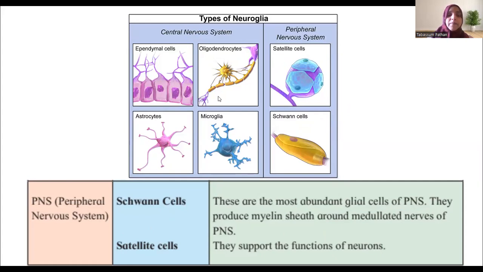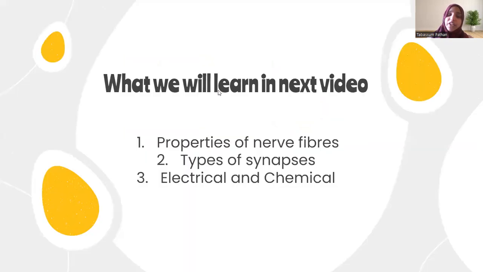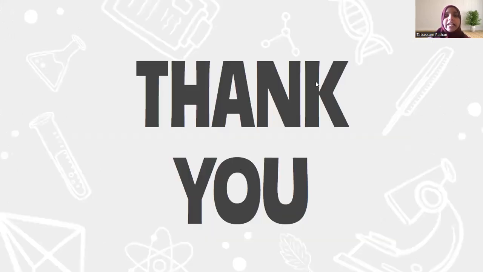Okay, so that's all for this video. In the next video, we will be talking about the properties of nerve fibers. Then we will move on to a detailed discussion of what synapses are, the types of synapse, electrical and chemical synapse. Till then, keep revising, make a note of your doubts and reach out to me in case of any difficulty.